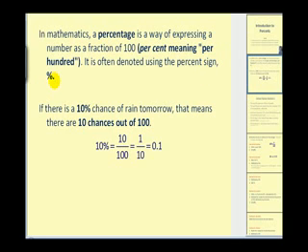So the idea is if there's a 10% chance of rain tomorrow, that means there are 10 chances out of 100, which can be written in a variety of ways: as a percent, as a fraction where the 10 is over 100, which can be simplified, and any fraction can also be written as a decimal.